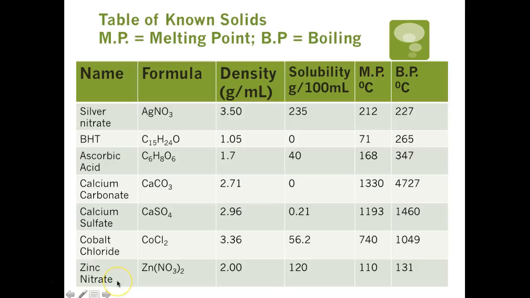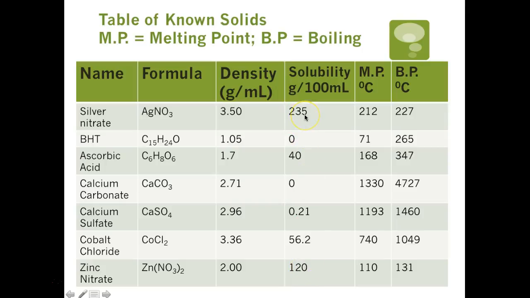So here are some known values for some of the listed compounds. As you can see, the names are given, their formulas are given in this column, and their densities. Now these are solids, of course. They are going to have higher densities as compared with water. And then if you look at solubility, solubility is measured as how many grams of this solid is dissolved in 100 mils of water. And the higher those numbers, that means they're very soluble in water.